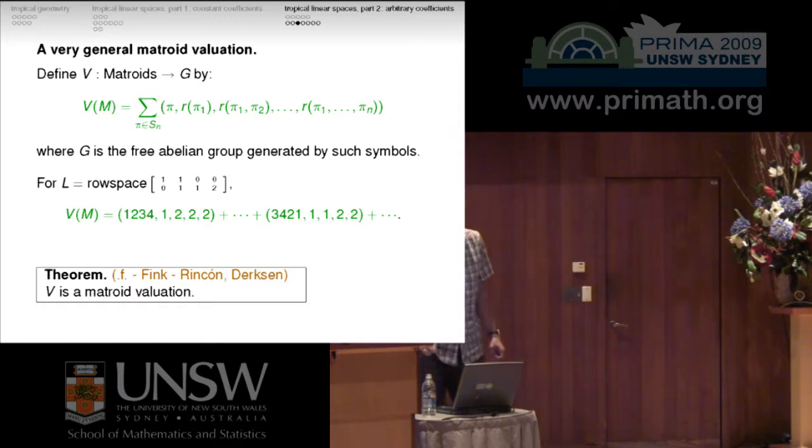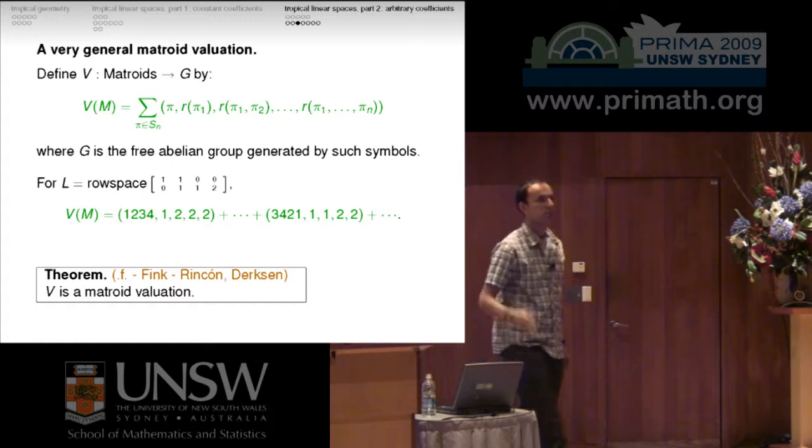Well, you have to do this for every permutation. So for example, if you do it for the permutation 3, 4, 2, 1, then you have to say, okay, the rank of 3 is 1. Then the rank of 3 and 4 is 1. Then the rank of 3, 4, and 2 is 2. Then the rank of 3, 4, 2, and 1 is 2. And you do this for every permutation.